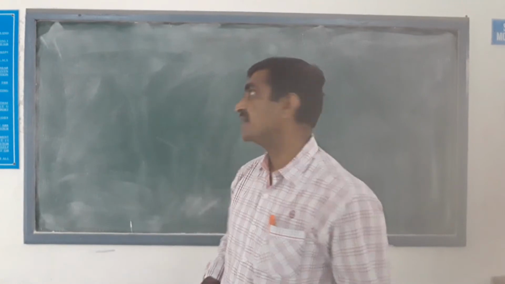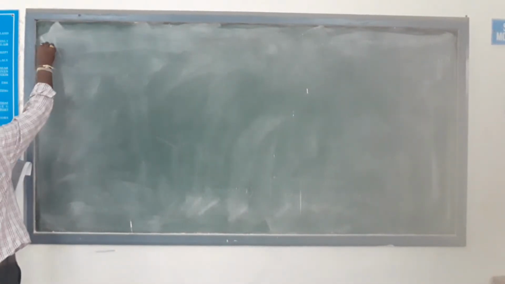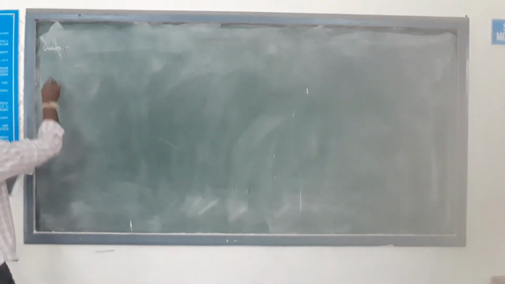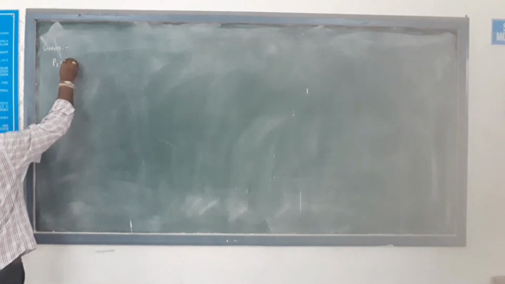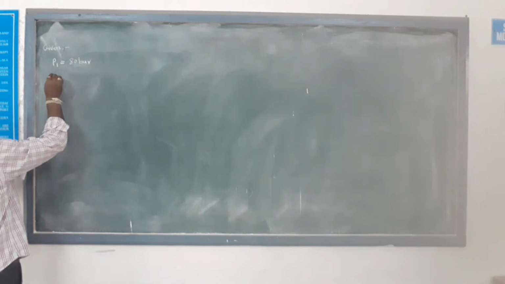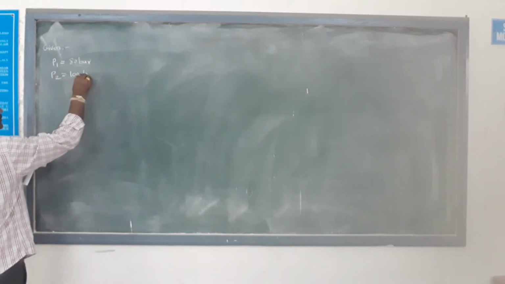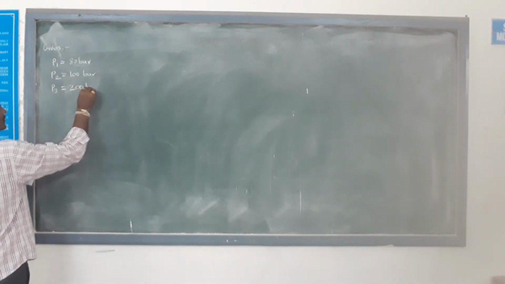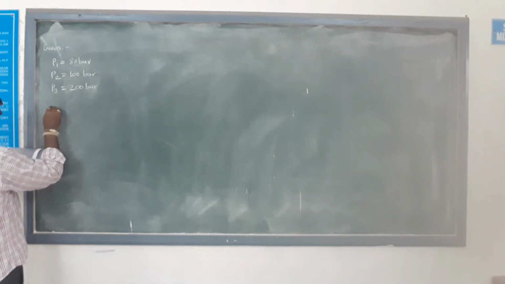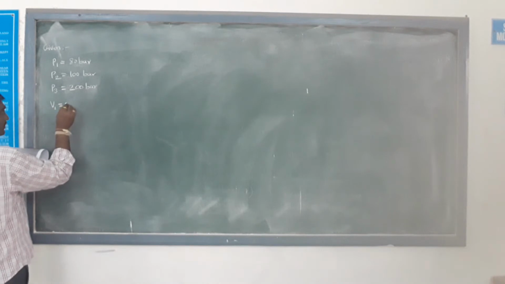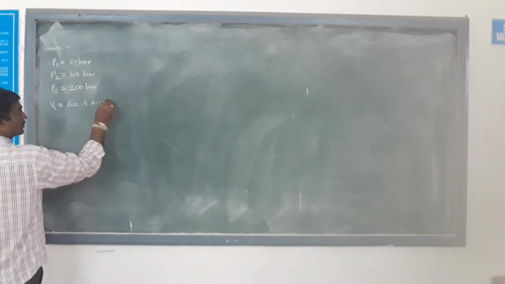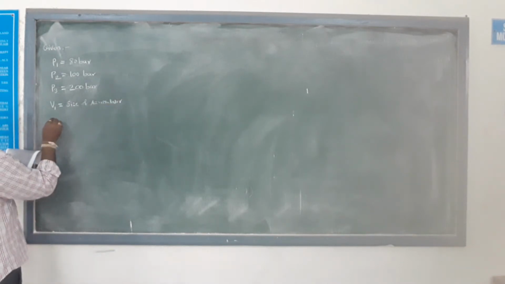So write down what is given in our problem. First, P1 equal to 80 bar, P2 equal to 100 bar, P3 equal to 200 bar. The sizes of the accumulator V1, V2 and V3 are to be found.